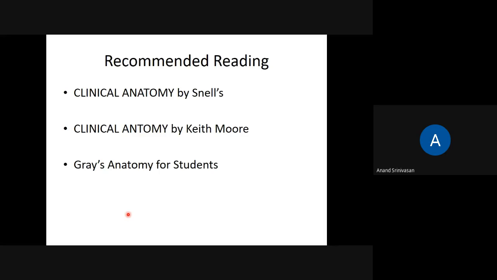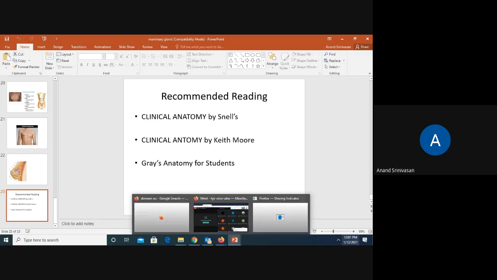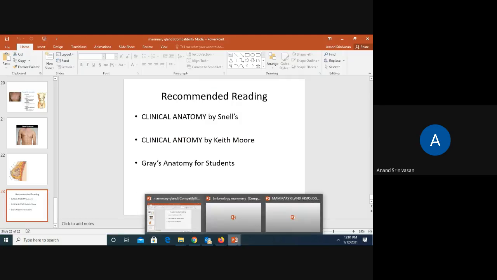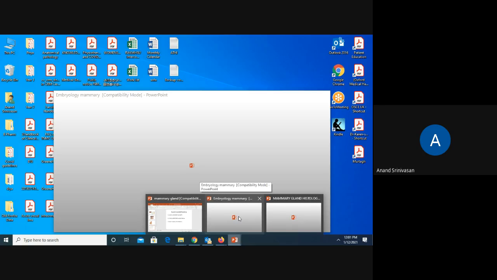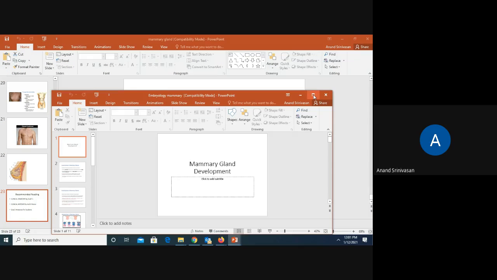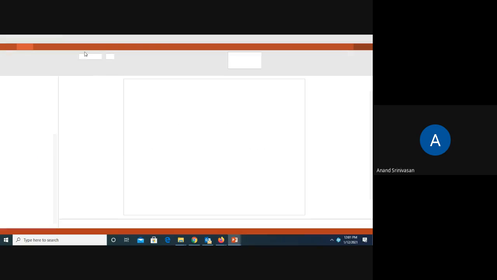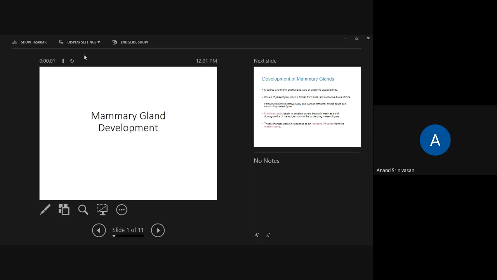Now I will take another 10 minutes, not more than 10 minutes. We will finish off the embryology and the histological aspects. Most of it is already completed, just a few points.